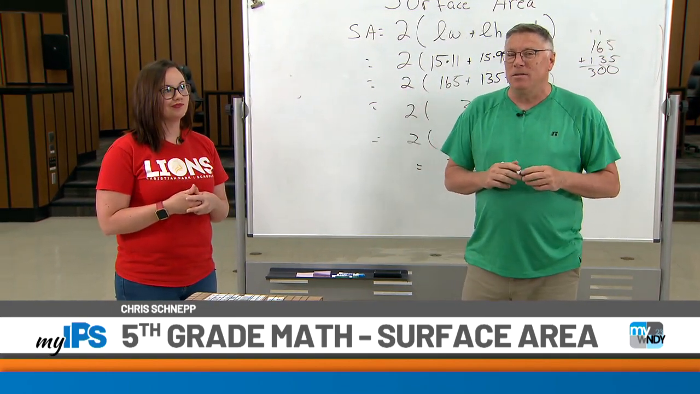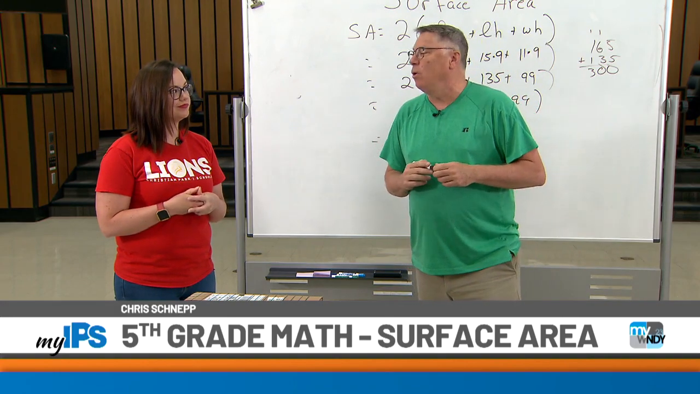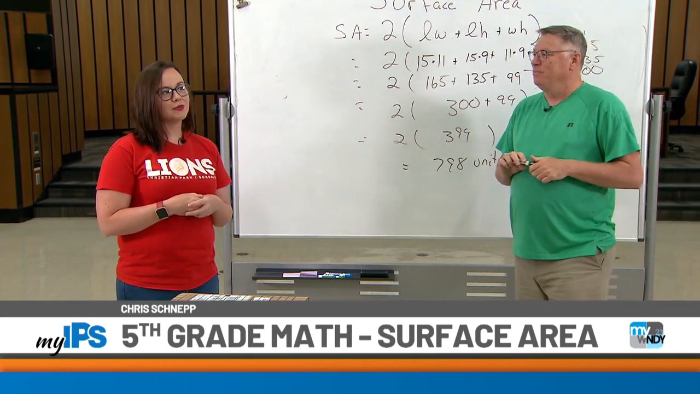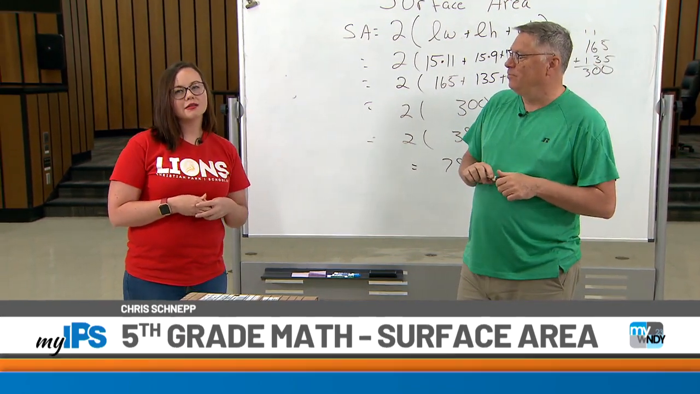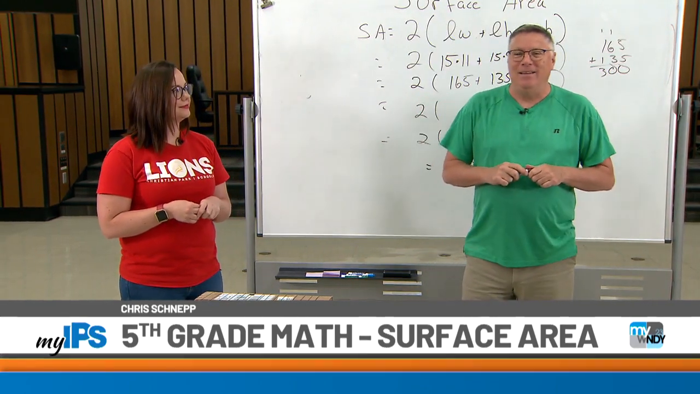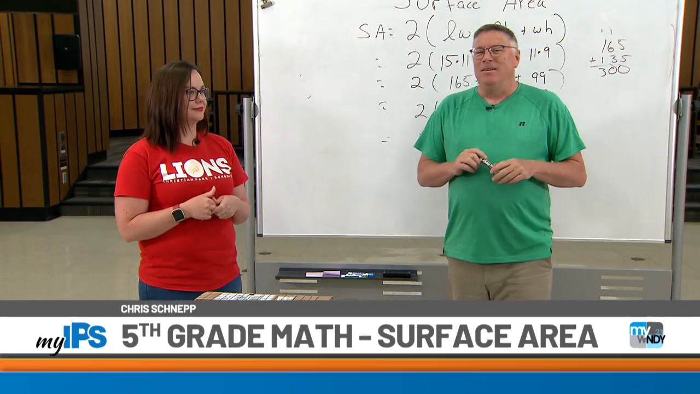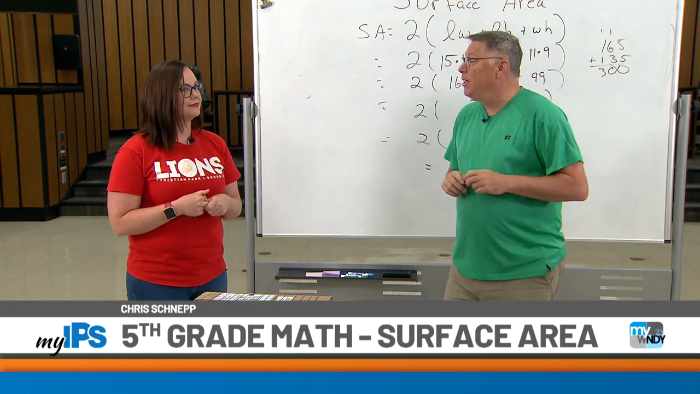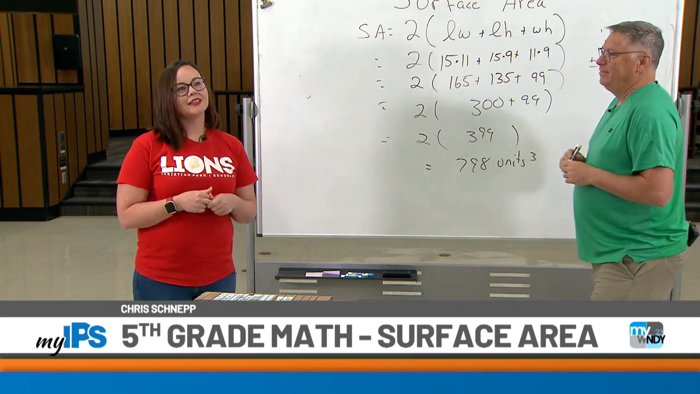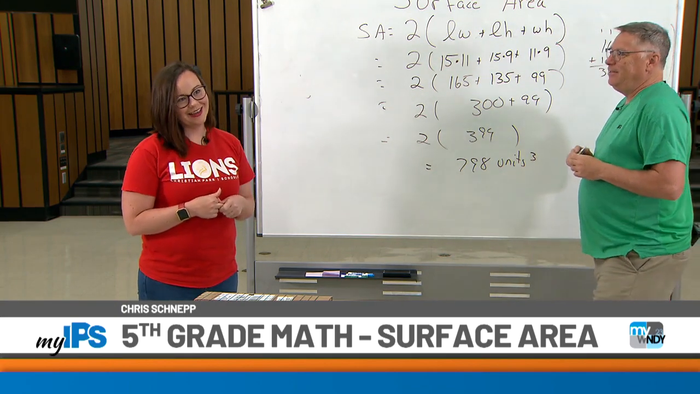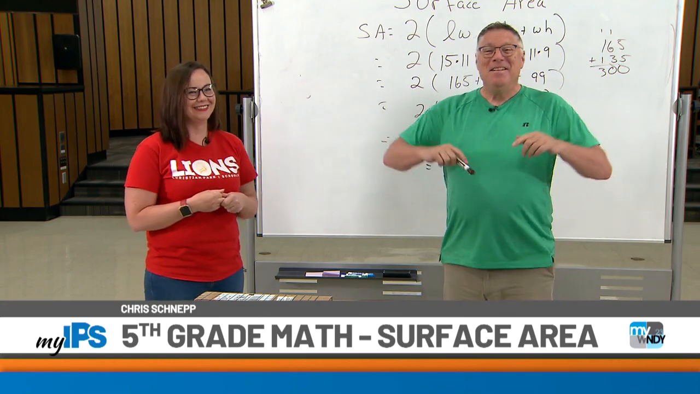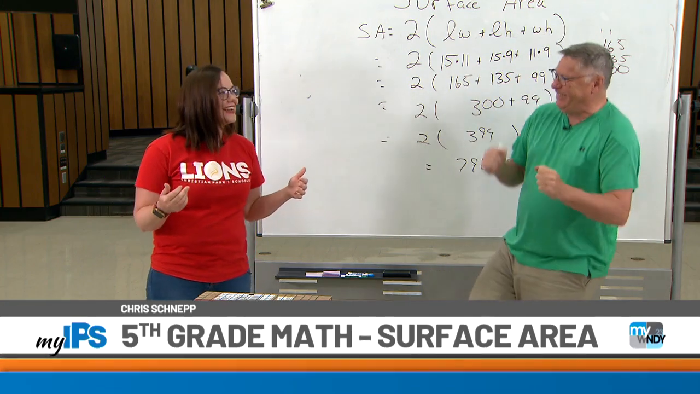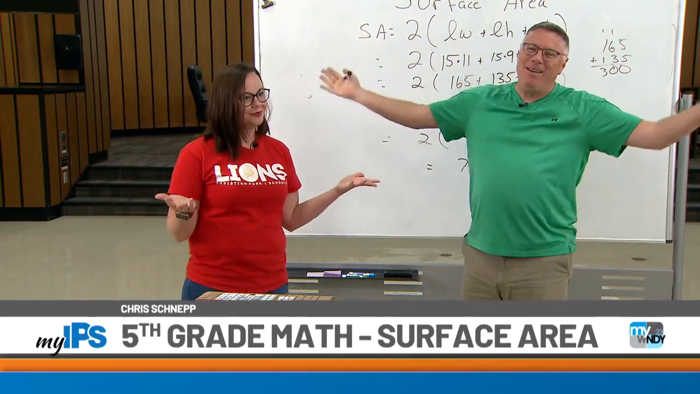82 plus 4 would be 86. 86 plus 4, 90. 90 plus 7 equals 97. 97 plus 1 is 98. And 98 plus 1 is 99. 99 plus 1 is 100. And we're even on our game.